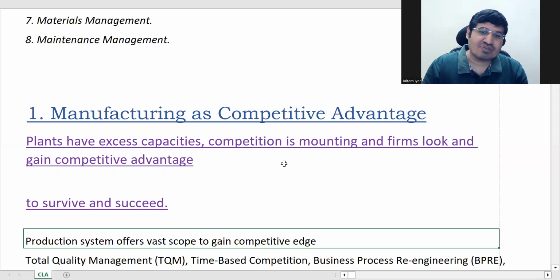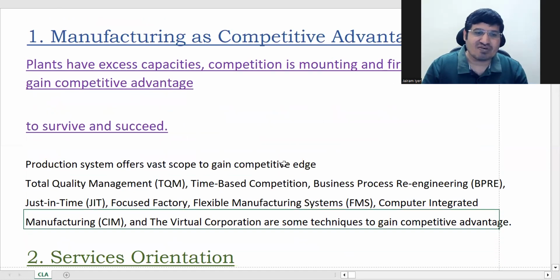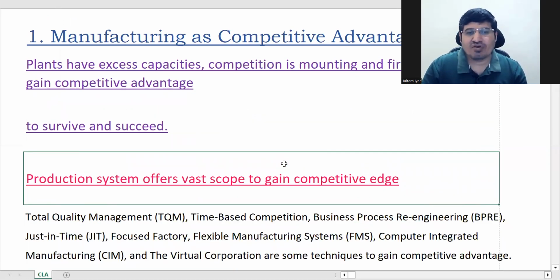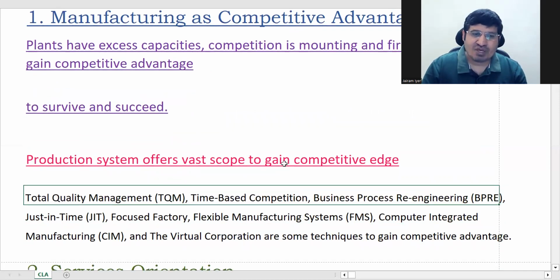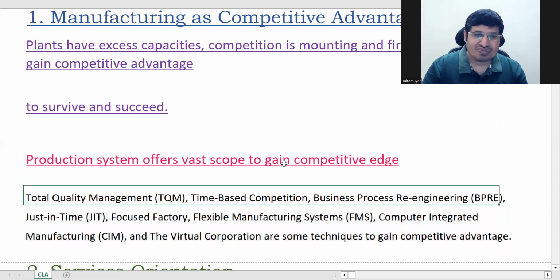So now firms have to think of something, how to get competitive advantage. It's not like earlier that you just produce everything. So the production system offers vast scope to gain competitive edge. There are certain things which have been told here. We will not discuss this at this stage because each of these has been discussed in detail in further chapters. I'll just tell you what it is in short. So these are the production systems which help you to gain competitive advantage.